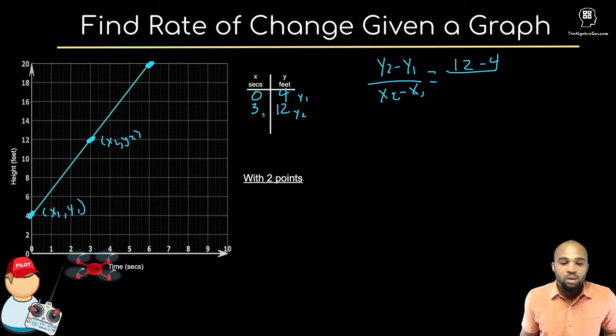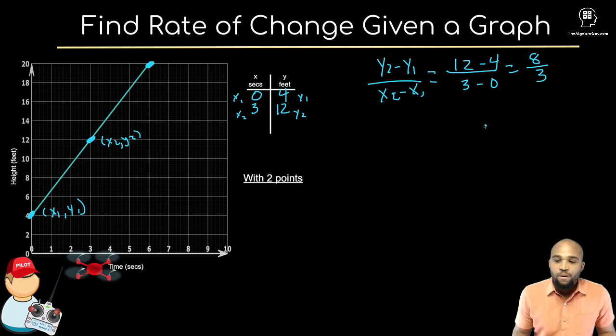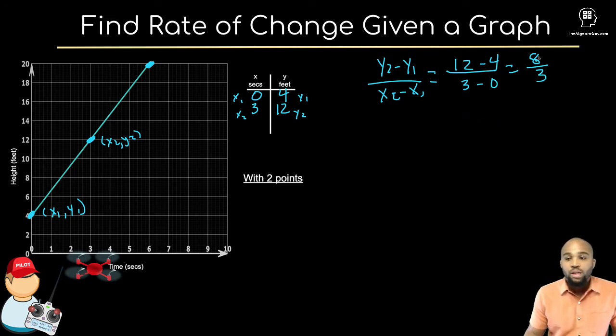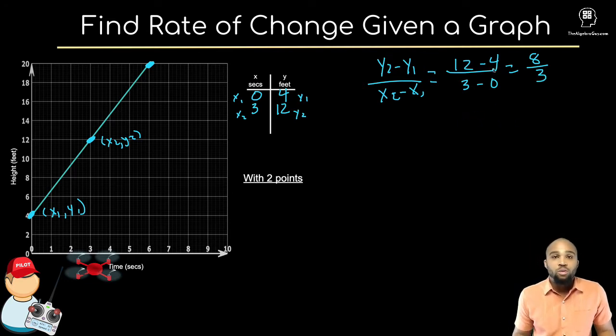So we're subtracting those, and we'll do our x2 and x1. And that'll be 3 minus 0. Well, 12 minus 4 gives us 8, and 3 minus 0 is 3. So 8 over 3. Now that's the slope. Now if you wanted to make it into a rate, guess what we have to do? Just include the units. So 8 what? Well, it's 8 feet. 8 feet for every 3 seconds.